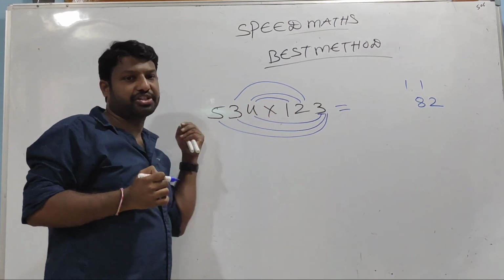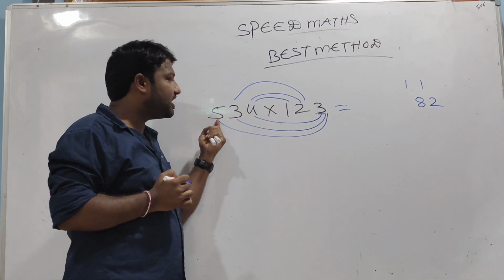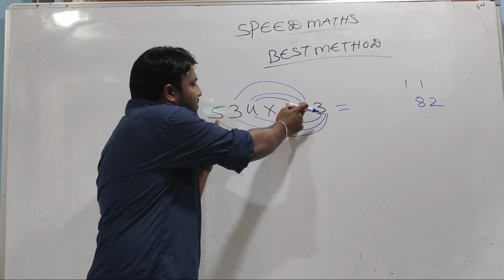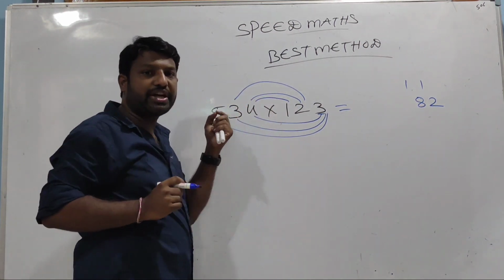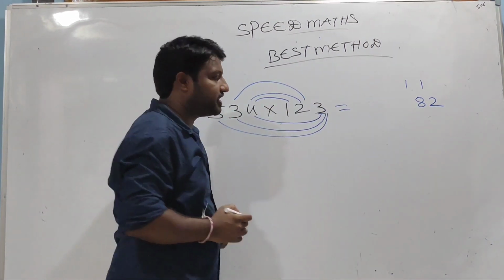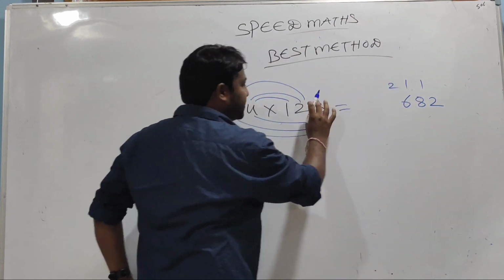One after another they start, sir. Next, 5 3s are 15. Next, 3 2s are 6. 15 plus 6 is 21. Next, 4 1s are 4. 21 plus 4 is 25, plus 1 is 26. So write 6, carry 2. Next, this is completed.